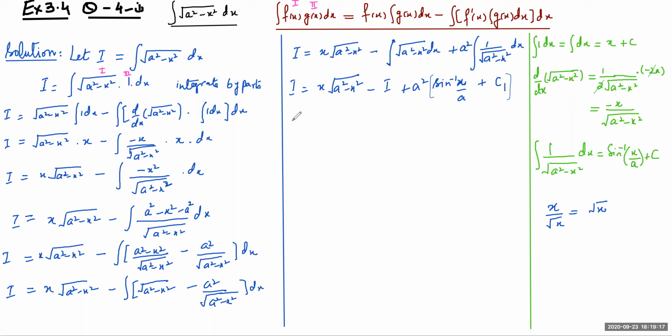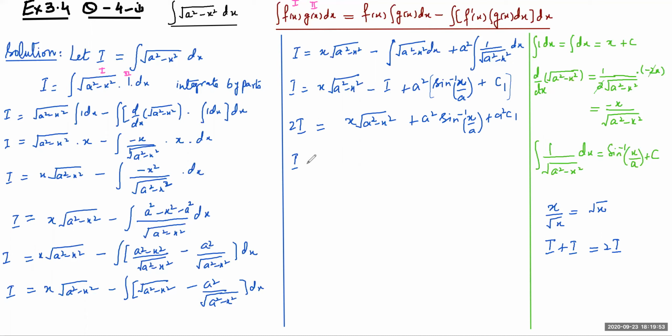Bring this I towards this side. On this side, you will have I plus I. When you bring this I on this side, you will have I plus I. I'm writing it directly as 2I. Here I have x into square root of a square minus x square plus a square sine inverse x by a plus a square C1. And now divide both the sides by this 2.